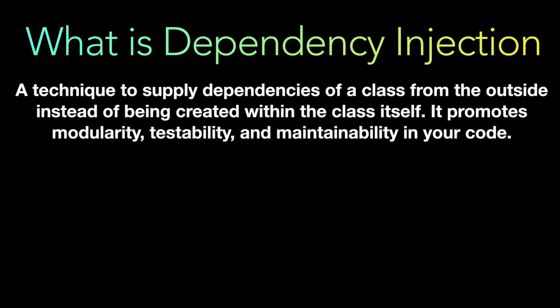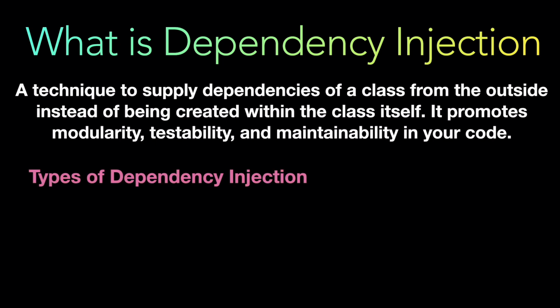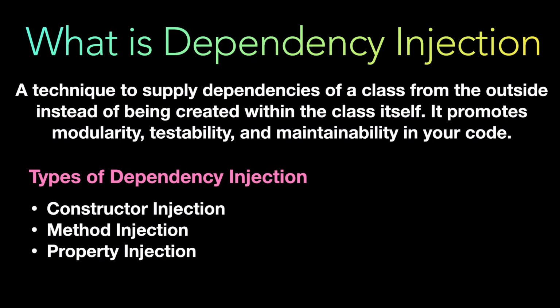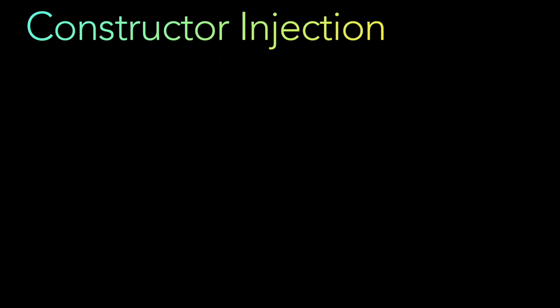Now, what are the types of dependency injection? Like we discussed, there are mainly three types. Constructor injection is the most popular type of dependency injection whenever you are doing it. But there are other two, which are method injection and property injection. So let's get started with constructor injection.